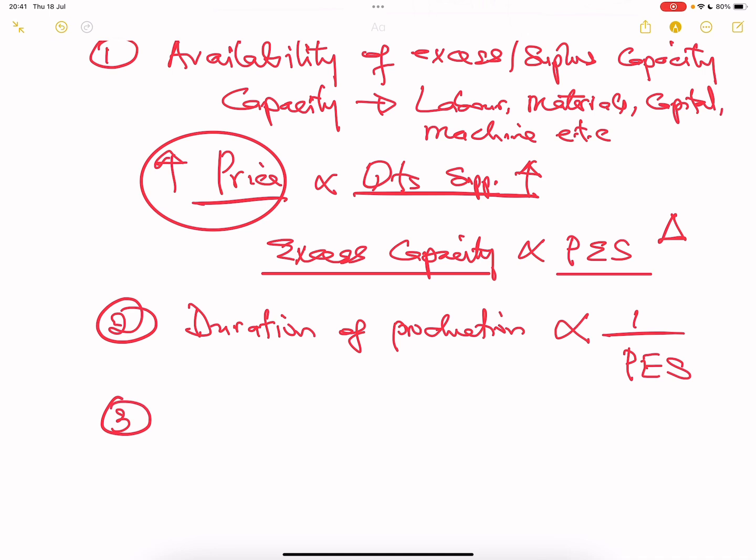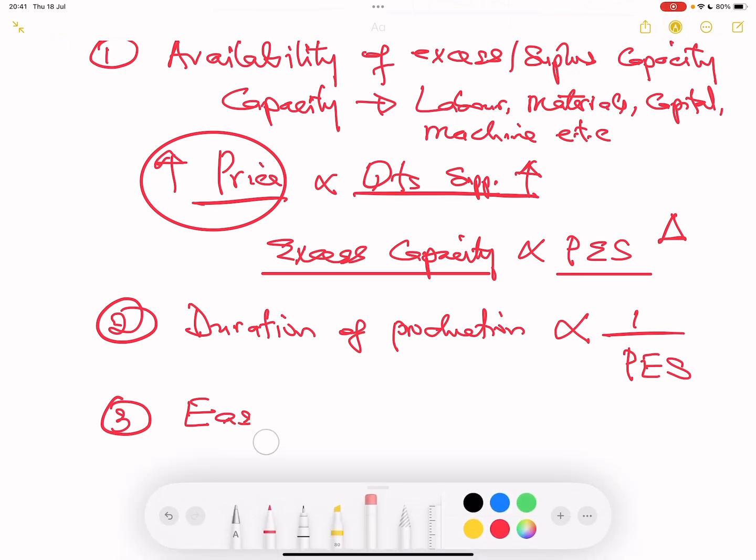And the third factor is the ease of entry. Here we are talking about how easy it will be for a new player to enter and play in that market.